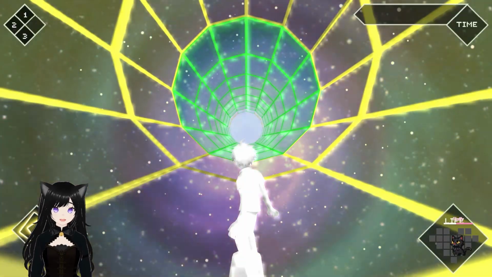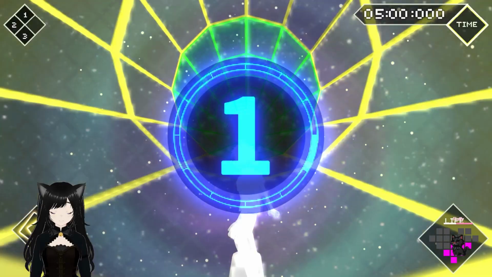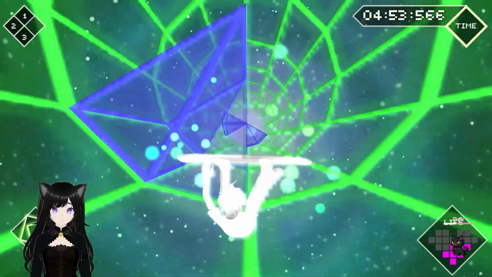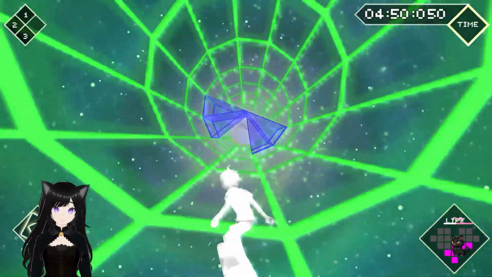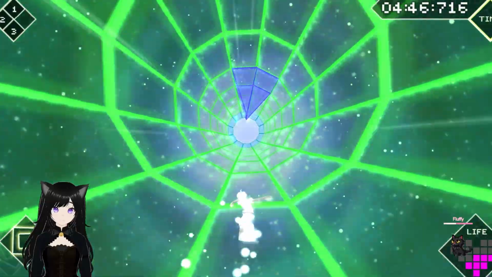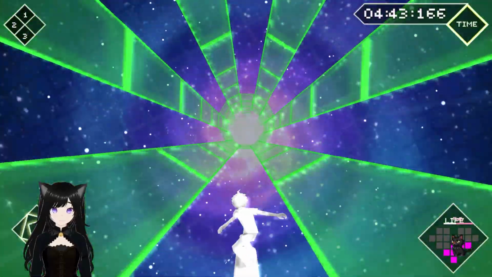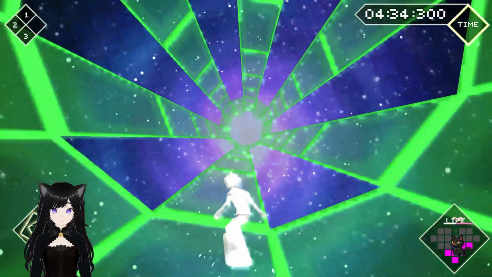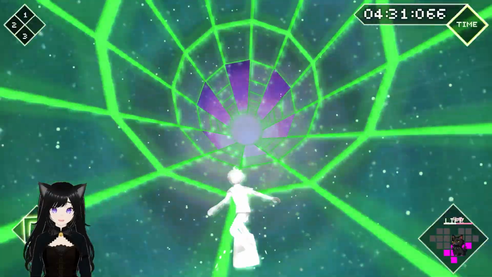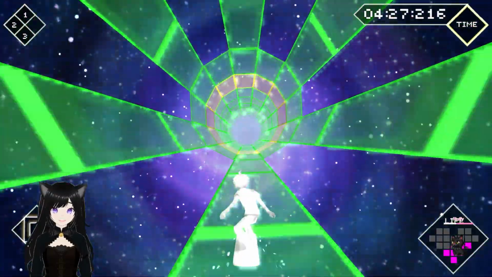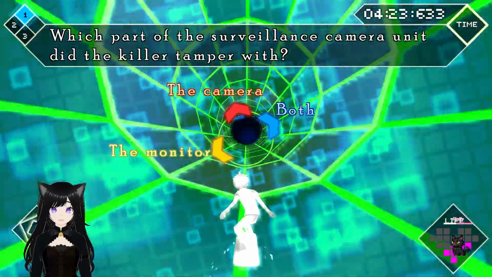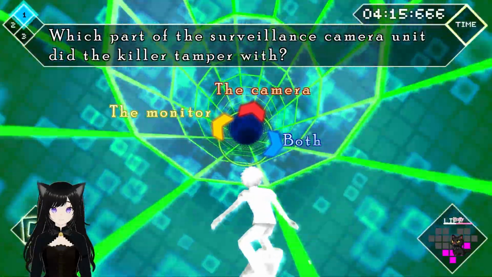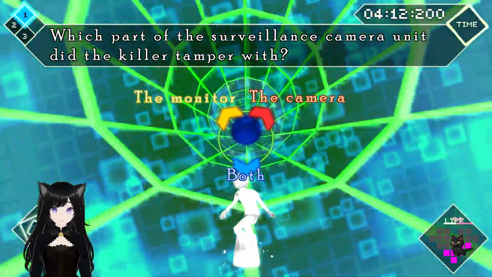Okay, we got another logic dive. Oh boy. Alright, let's see. Oh, that's a block. I didn't realize that was a block. I thought that was like a ramp or something. My bad. Okay. Oh. Okay, pay attention to the holes. All the trippy graphics, man. Okay. Which part of the surveillance camera unit did they tamper with? Both. It's both. Let's go to both. Right?